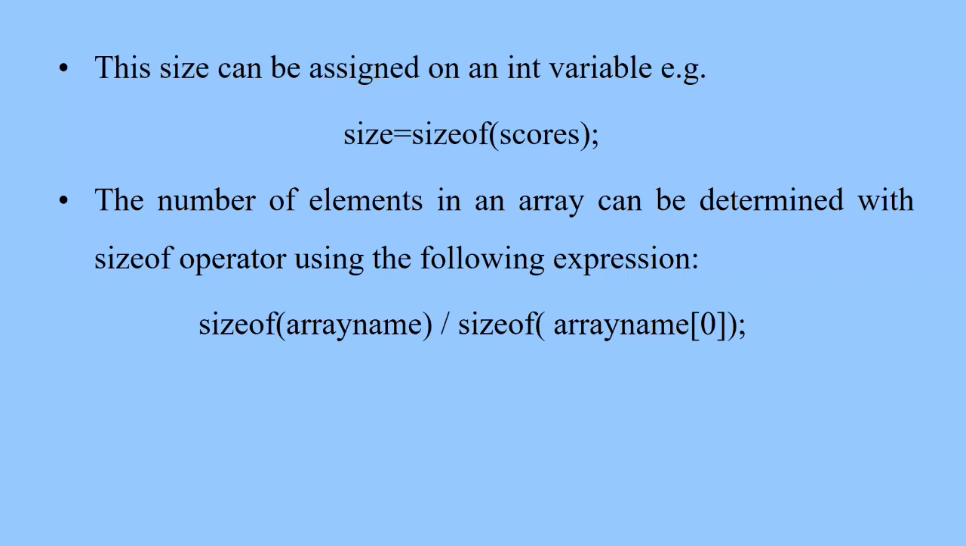the size of array name[0]. In other words, this statement can be read as calculate the size of the array name, and divide that result by the size of array name subscript 0. For example, sizeof(scores) / sizeof(scores[0]).